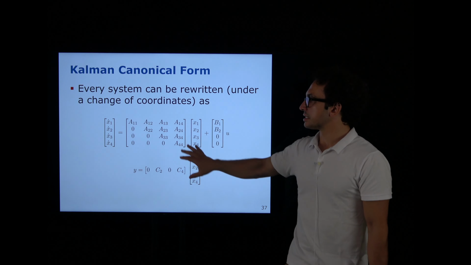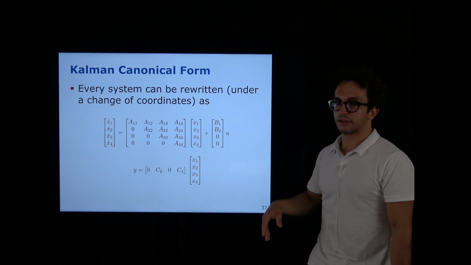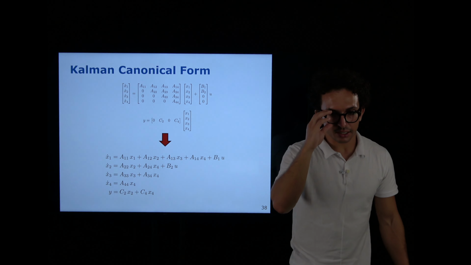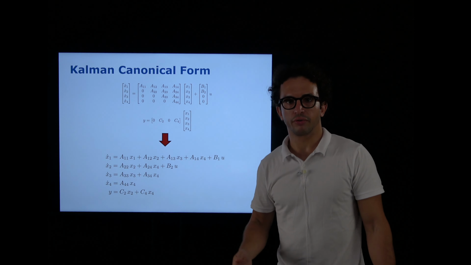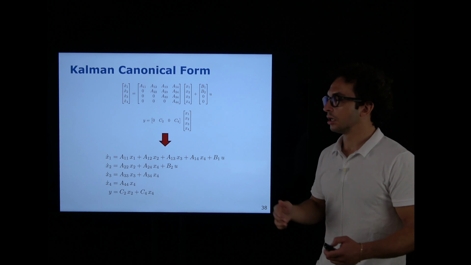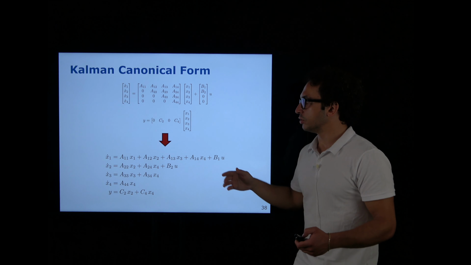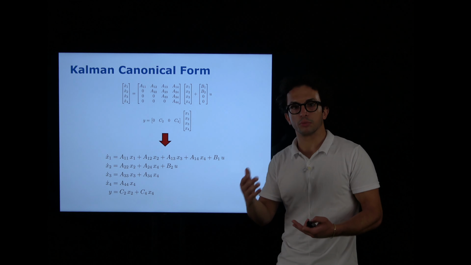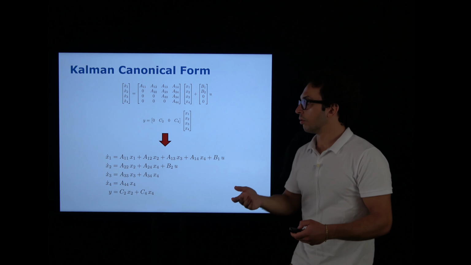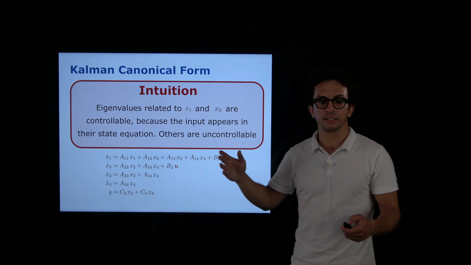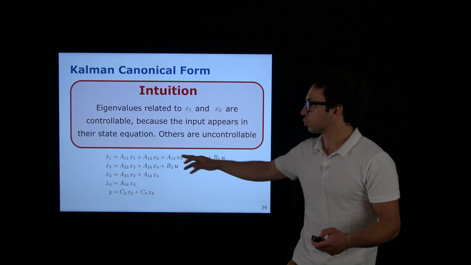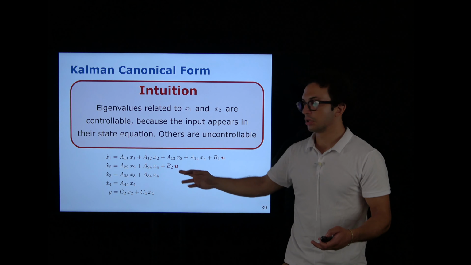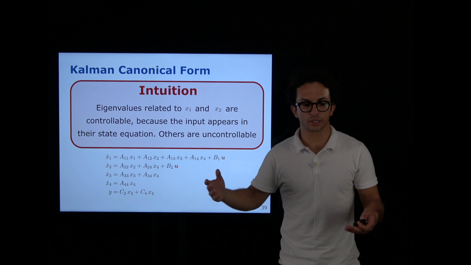So when we write this and we just expand the vectors, we end up with something like this. This is called Kalman canonical form, and it's canonical because you have a clear separation between controllable and observable eigenvalues. Here, the eigenvalues that belong to x1 and x2 are controllable because the input appears in the equation of x1 and x2.